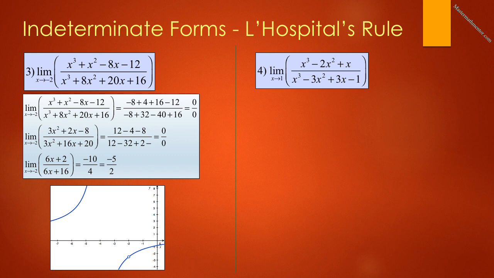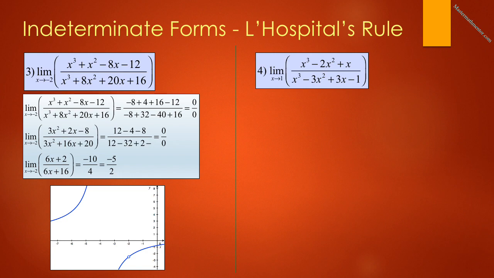Notice, though, that if we had asked for the limit of this expression as x approaches negative 4, we would end up with a does not exist. That is because the denominator has a limit of 0, but the numerator does not. So this graph has a vertical asymptote at x equal to negative 4, but a hole at x equal to negative 2.